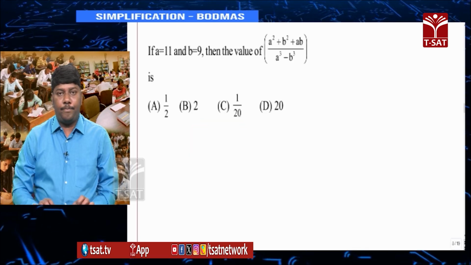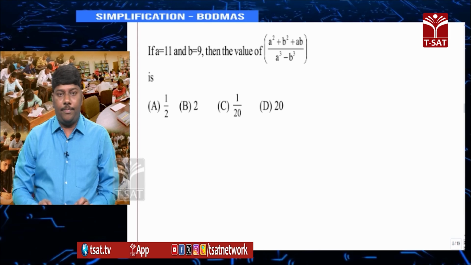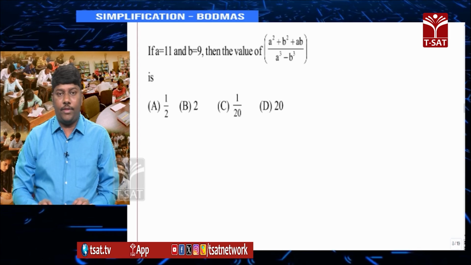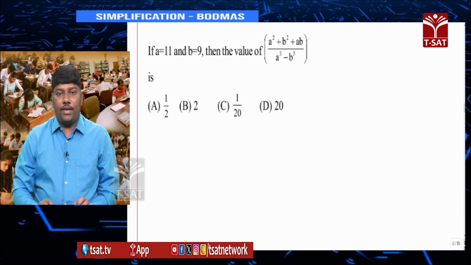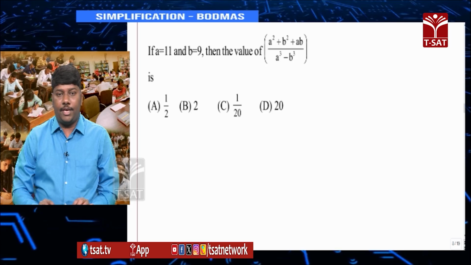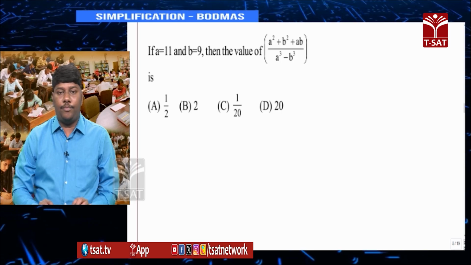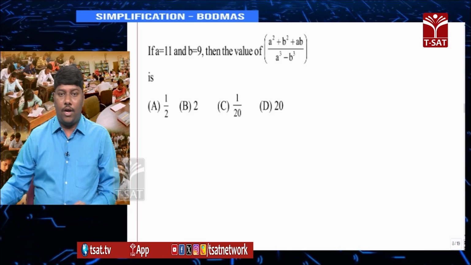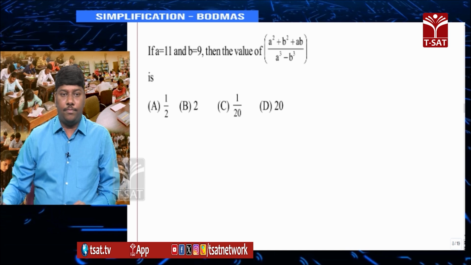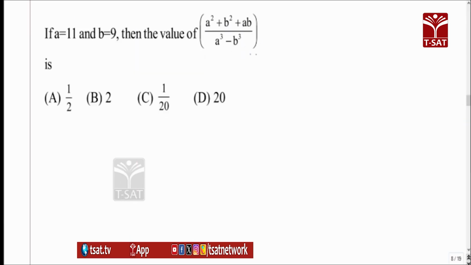Look at this sum. Here a is equals to 11 and b is equals to 9. Then what is the value of a square plus b square plus ab divided by a cube minus b cube? So, how do we write a cube minus b cube? We write a cube minus b cube as first numerator a square plus b square plus ab.